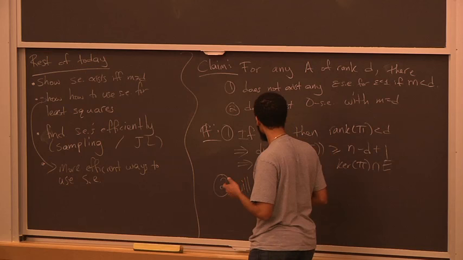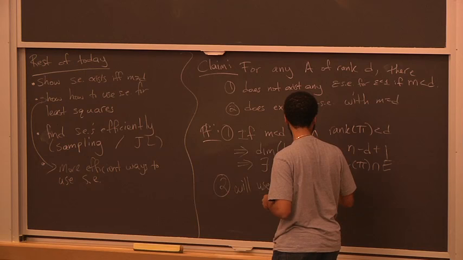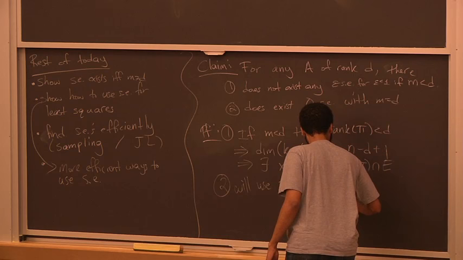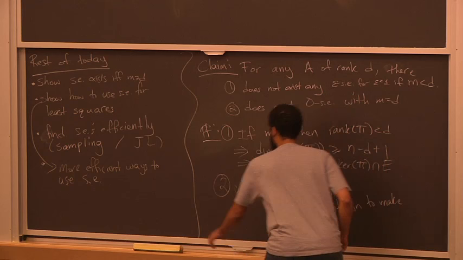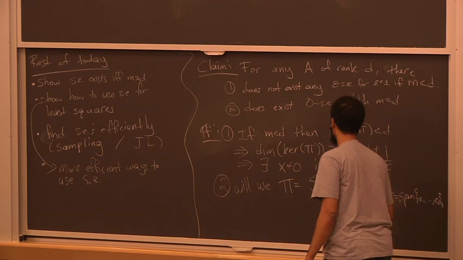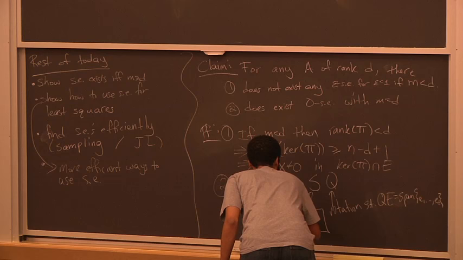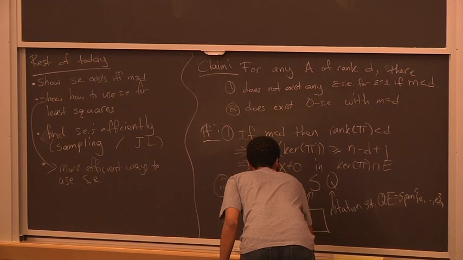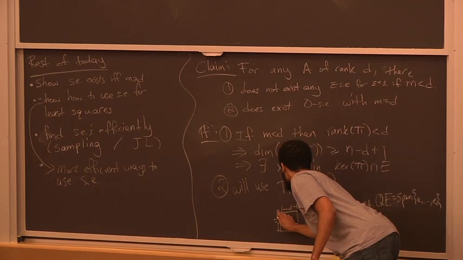Right? So we'll use pi equal to S Q, where Q is a rotation such that QE is just the span of e_1 up to e_d. And S is equal to this matrix, it's the identity here. It's just the projection onto the first d coordinates, and the rest is 0. This is a d by d block; well, the whole thing is d by n.